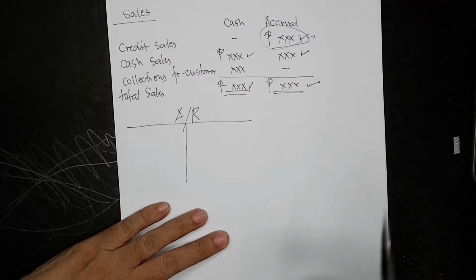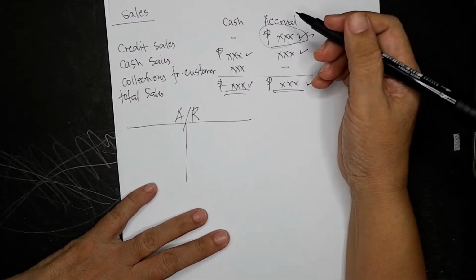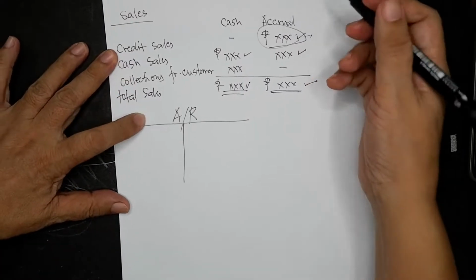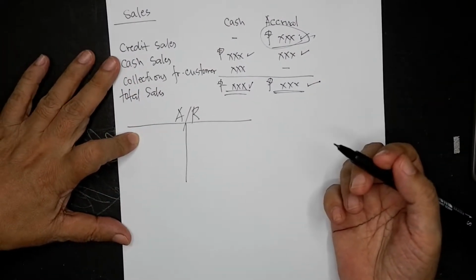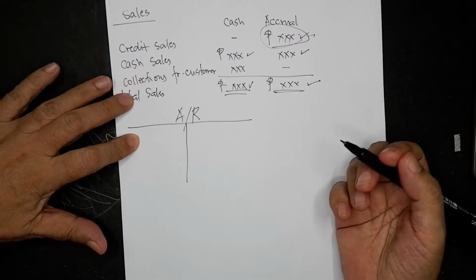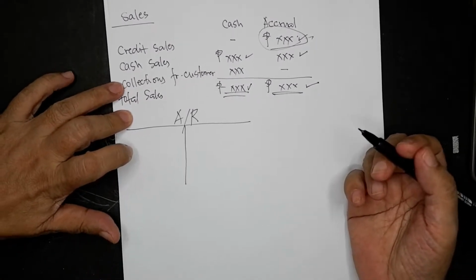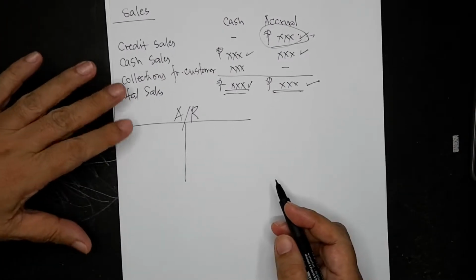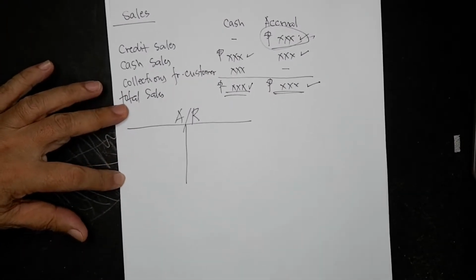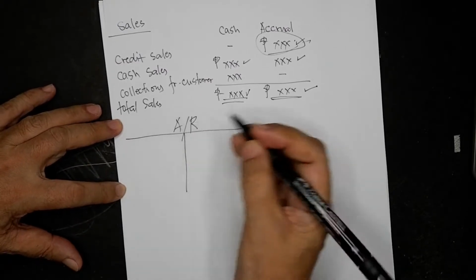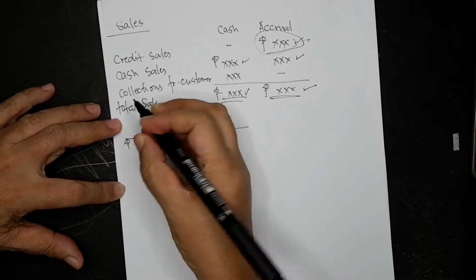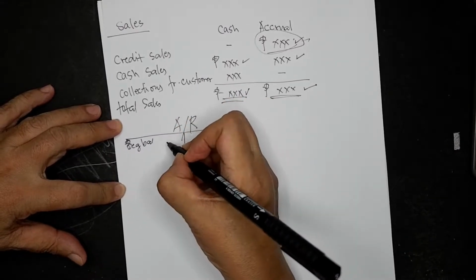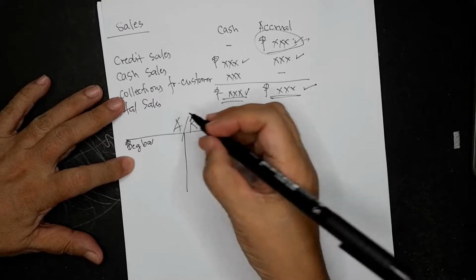Kasi, kahit hindi naman tayo gumagawa ng entry na pag nagpapautang, just the same, alam natin at the beginning of the year, sino-sino yung mga may utang sa atin. At sino-sino yung mga at the end of the year, sino-sino yung mga may utang. Siyempre, hindi natin pwedeng kalimutan yon kahit hindi tayo gumagawa ng entry kapag nagpapautang tayo. So, here, we have our beginning balance. And then, we have our collection.